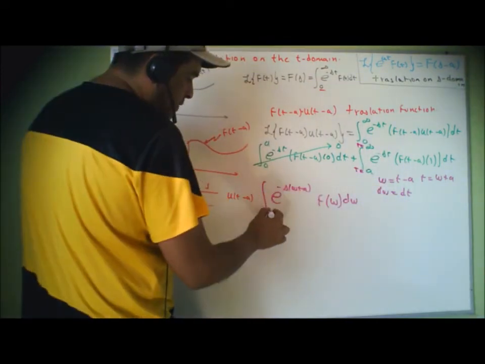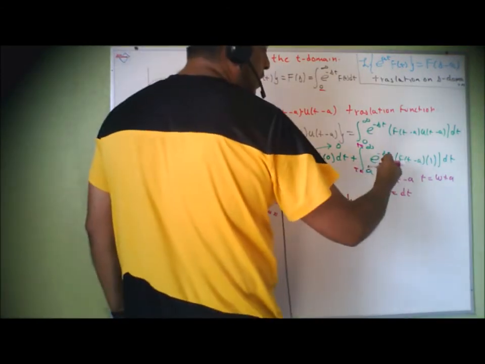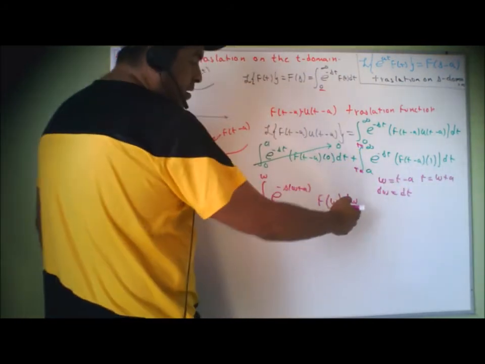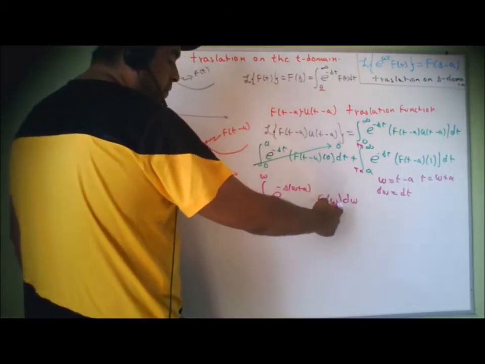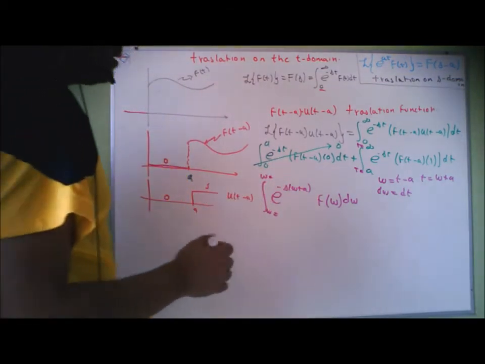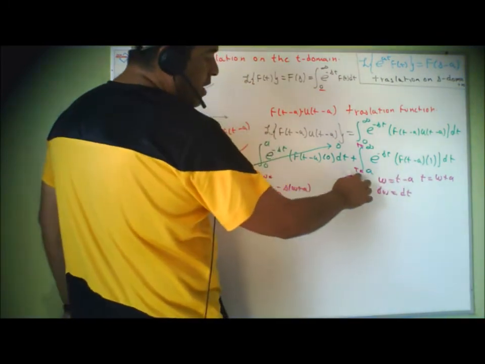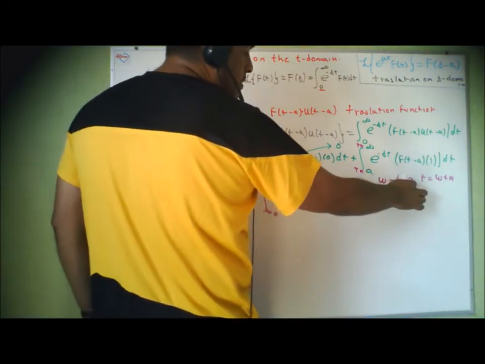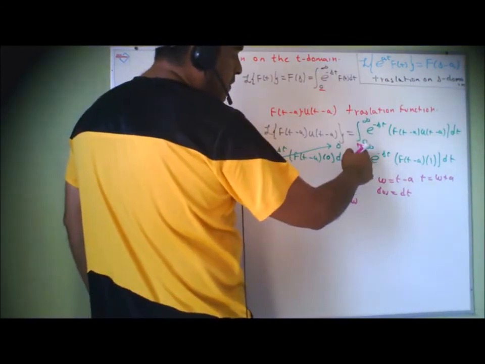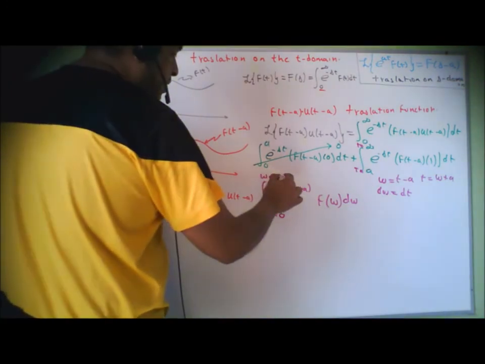Now here we have to calculate what is the value of w, because here the integral is as a function of the time. Now here is a function of w, so we have to change the limits. Now, what is the formula? Well, here is the formula. If t happens to be a, a minus a is 0, and then if t happens to be infinite, infinite minus a is still infinite. Alright?